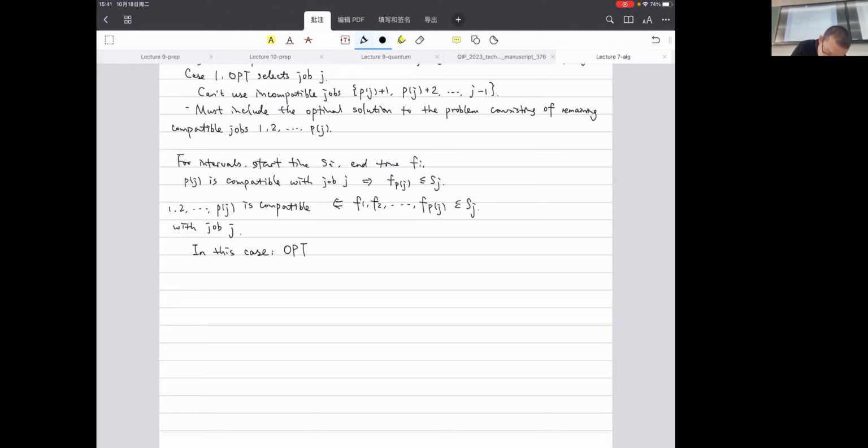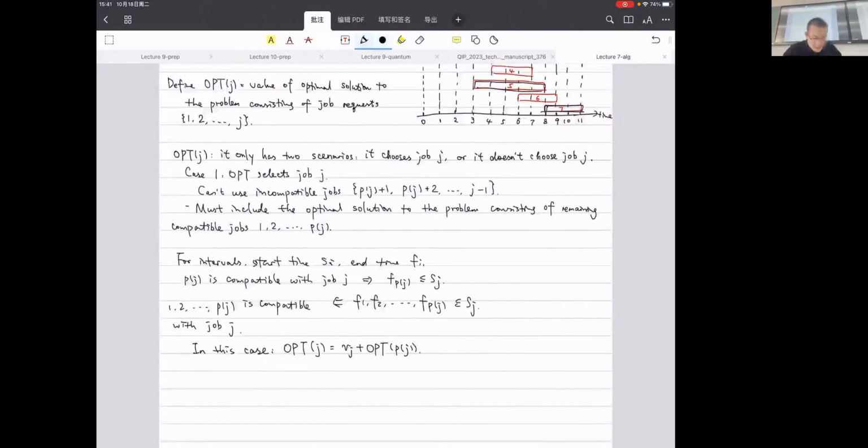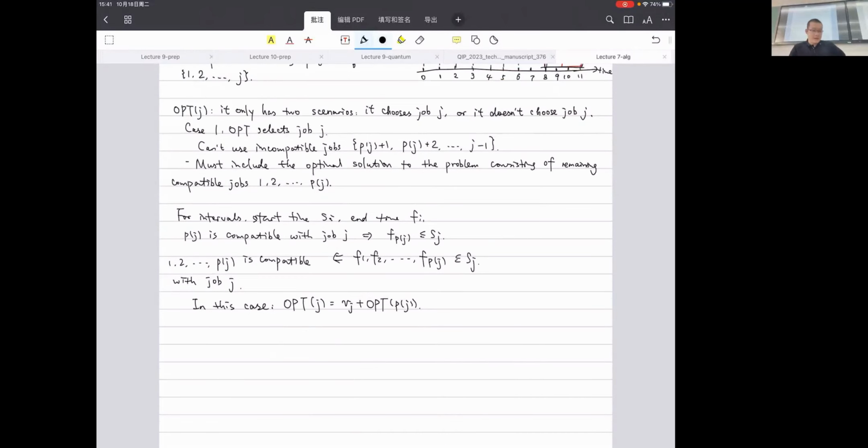the OPT of j is going to be equal to, we have chosen the jth interval, and this gives you some value here. Basically, you have the Vj here, and you are going to have Vj plus OPT of pj here. So this is the thing that we are going to have for this case. Any questions for this case 1 here, that OPT selects j structure?